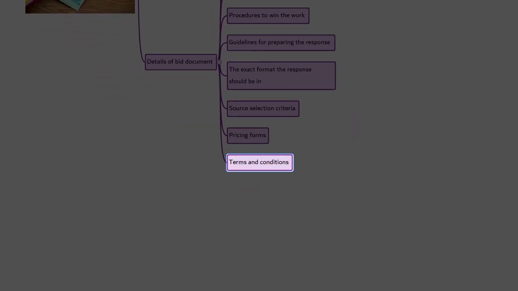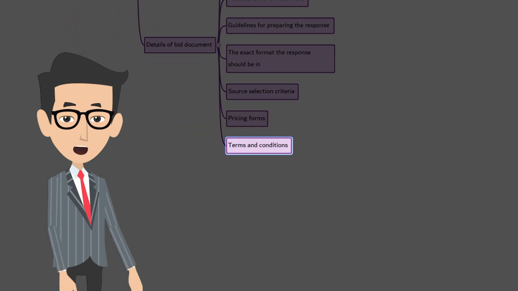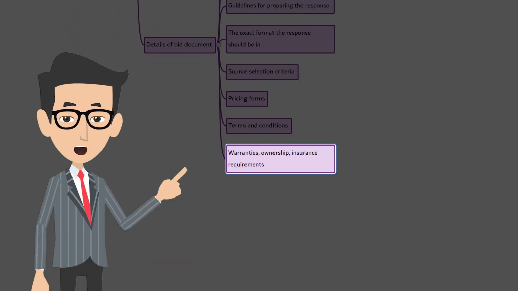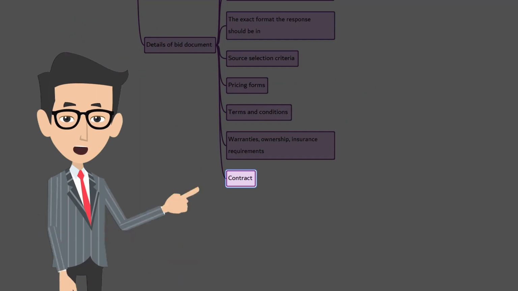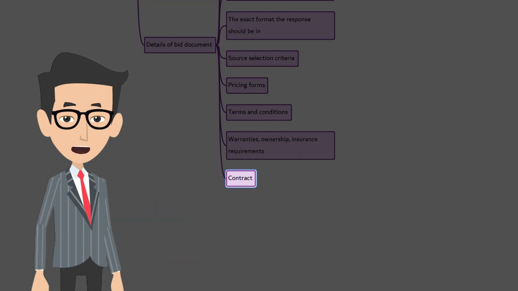Proposed terms and conditions of the contract, both legal and business. Warranties, ownership, and insurance requirements. And of course, the contract. Generally, the proposed contract is included along with the procurement document. We already discussed many times that a contract is a legally binding document. The idea of including the contract is to make sure that the seller is aware of all the work that must be completed and the price of the project.